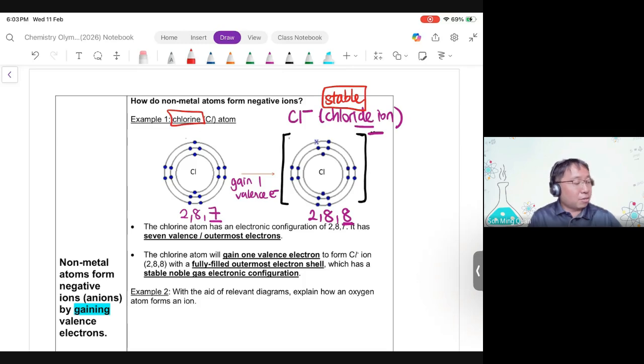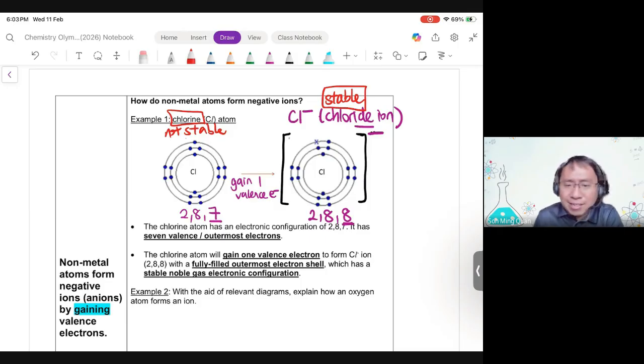Chlorine is not stable because it has yet to achieve a fully filled outermost electron shell. Okay, so it's not just changing the spelling; just by gaining a valence electron, it becomes stable, and that makes all the difference. Okay.